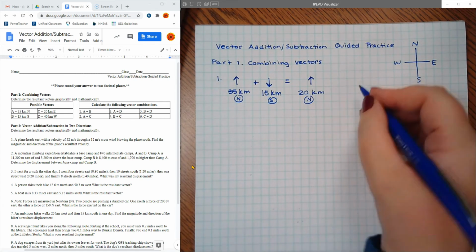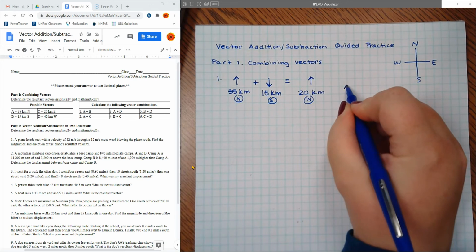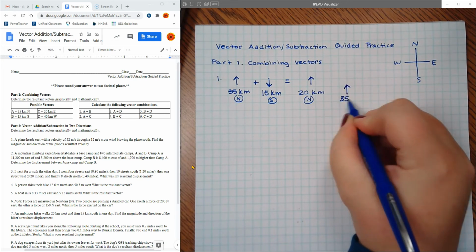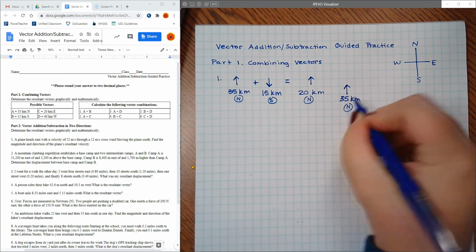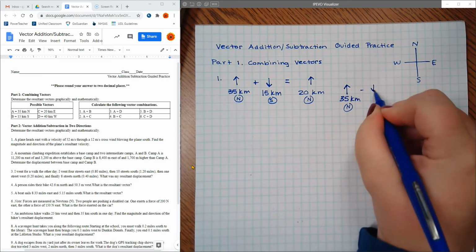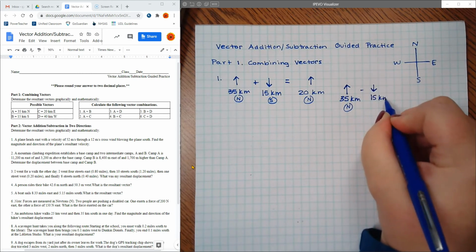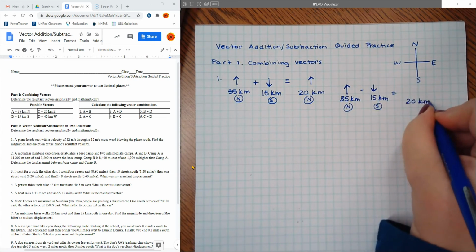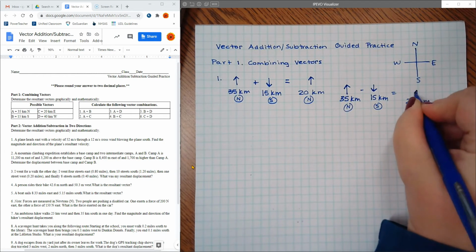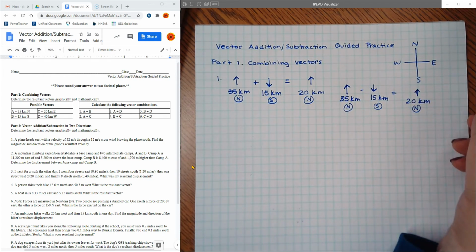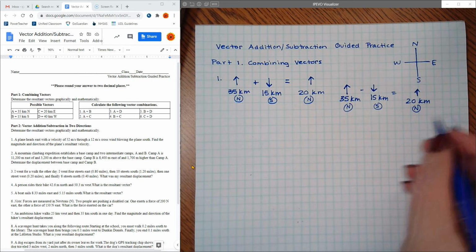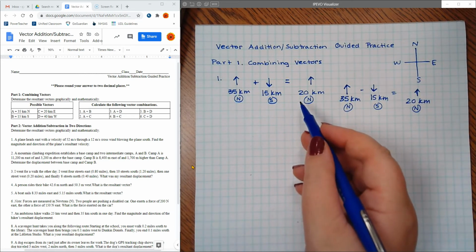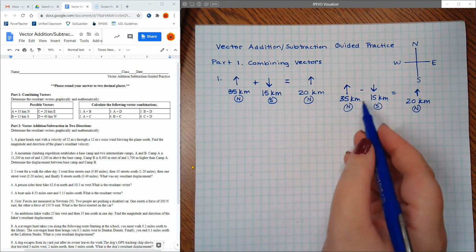Since they're going opposite directions, you could have approached this as a subtraction problem. Either way, you come out with the same answer. It's still going to be going north, and it's still 20 kilometers. I just consider them to kind of all be addition because they're being combined. But I remember that since they're opposite, in my head, I'm subtracting the numbers.